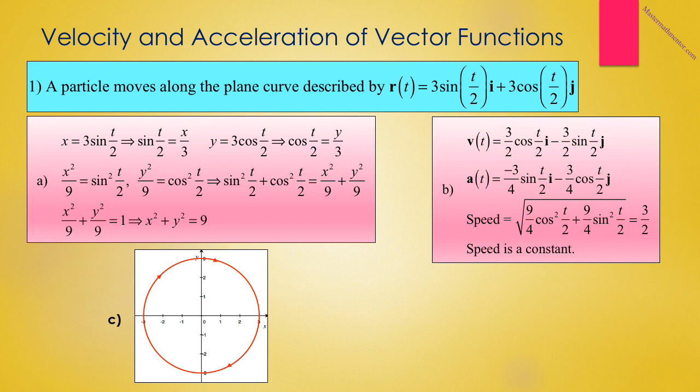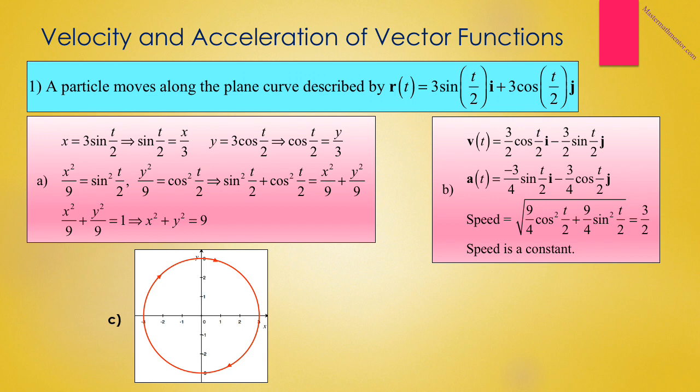Next, we are asked to find the velocity vector, the acceleration vector, and speed, and we are to interpret the speed as well. So the velocity vector v of t equals 3/2 cosine t over 2 i minus 3/2 sine t over 2 j, while the acceleration vector is negative 3/4 sine of t over 2 i minus 3/4 cosine t over 2 j.